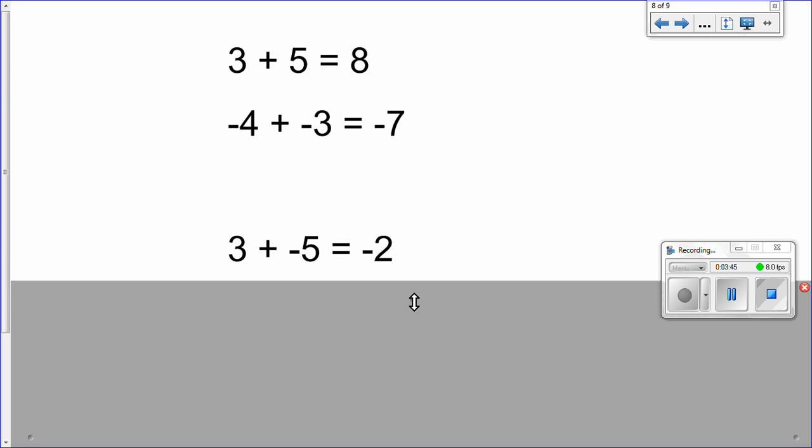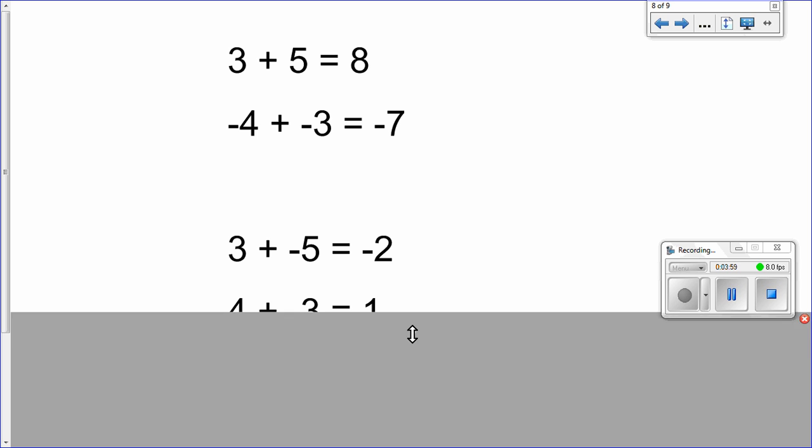Opposite signs, 3 plus negative 5. We're going to subtract them. 5 minus 3 equals 2. Take the sign of the higher absolute value number, which would be negative 5. Put it on your answer, and then you'll be exact.